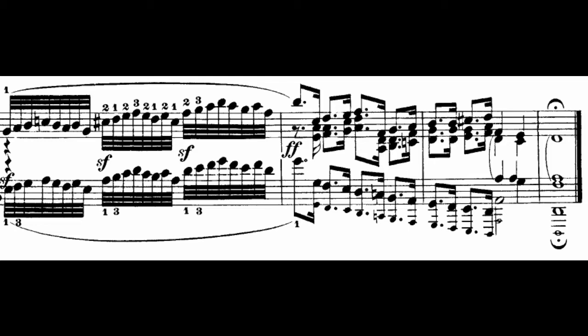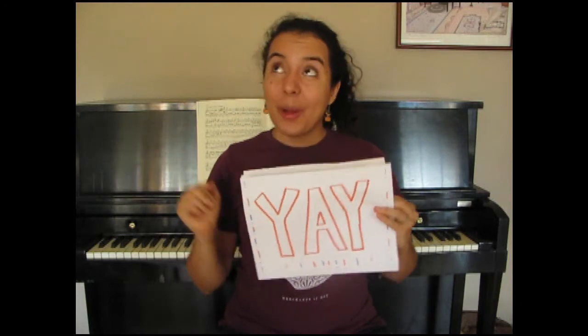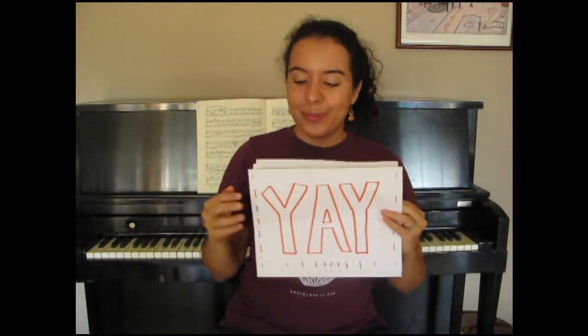Yup, he sure does. So to recap, this cadence has a 5 chord going to a 1, both in root position, and last but not least, the final note in the top line is the tonic. Bach made this cadence not merely authentic, but perfectly authentic. So there you have it, how to make a perfect authentic cadence in 4 minutes or less.